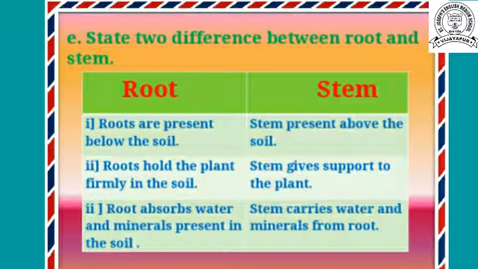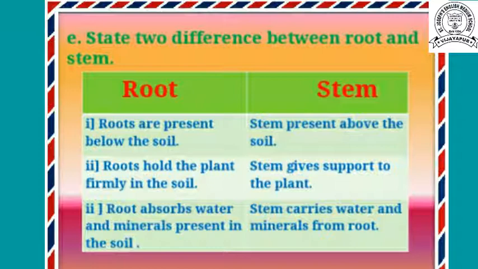Without roots a plant cannot stand firmly. And stem gives support to the plant. It does not hold the plant, it gives support to the plant. Now the third function, root absorbs water and minerals present in the soil. Means the water and minerals present in a soil are absorbed by root, and stem carries water and minerals from root.